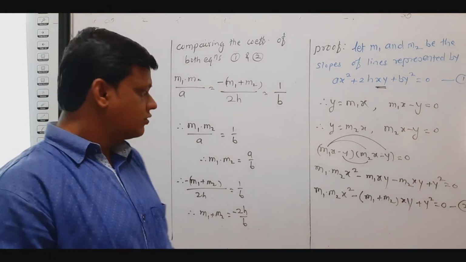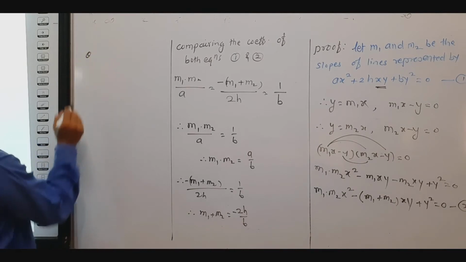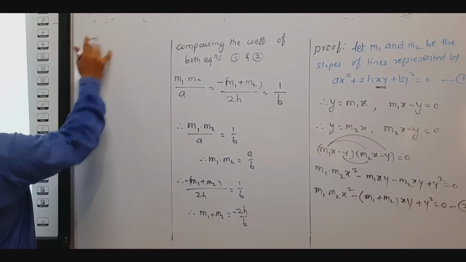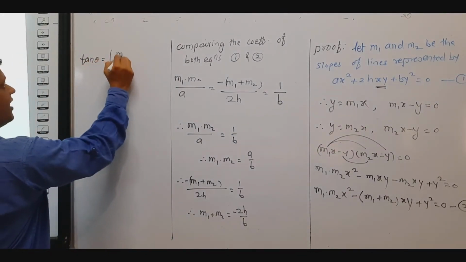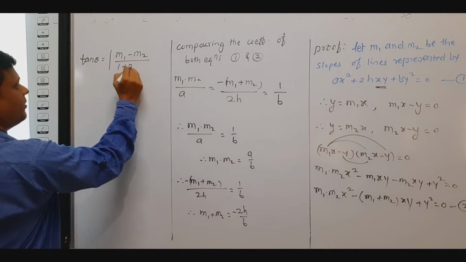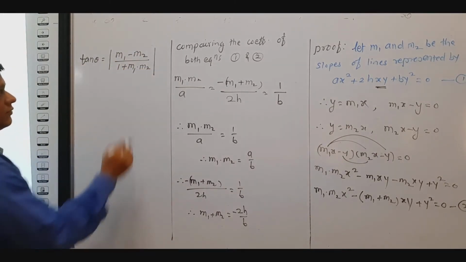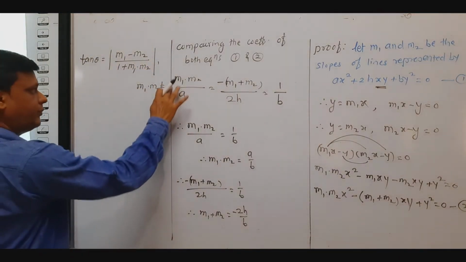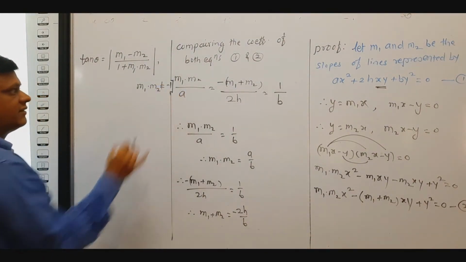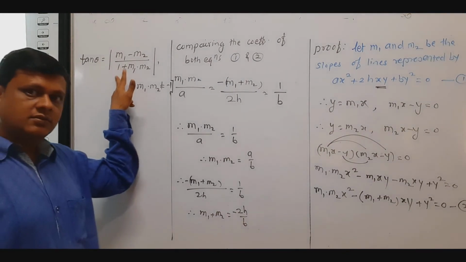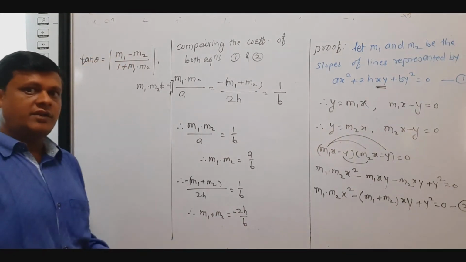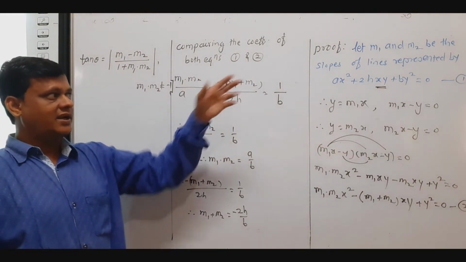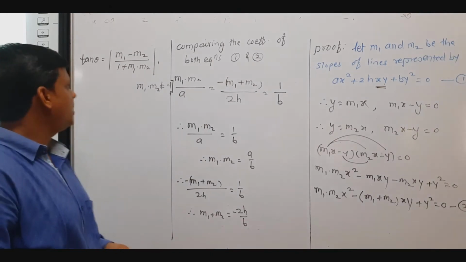Now we have to find the acute angle theta. If theta is the acute angle and the slopes are m1 and m2, then we know the formula tan theta equals to mod of (m1 minus m2) upon (1 plus m1 into m2), where m1 into m2 not equals to minus 1, because when this value is minus 1, the denominator becomes 0, and any number upon 0 is not defined. So we write the condition m1 into m2 not equals to minus 1, that means the lines are not perpendicular to each other.